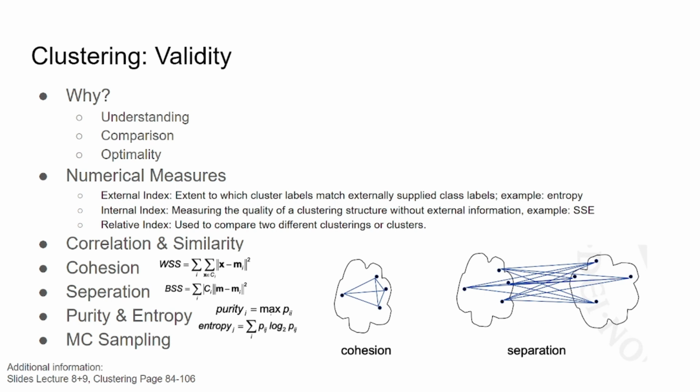Well, there are different numerical measures. External measures, obviously, tell how well my clustering is, as in, are all data points that are in the same cluster supposed to be there or not? Internal measures look at the structure of the cluster.